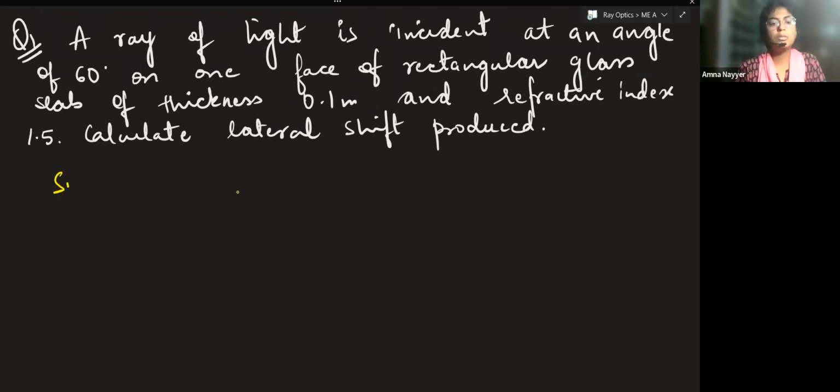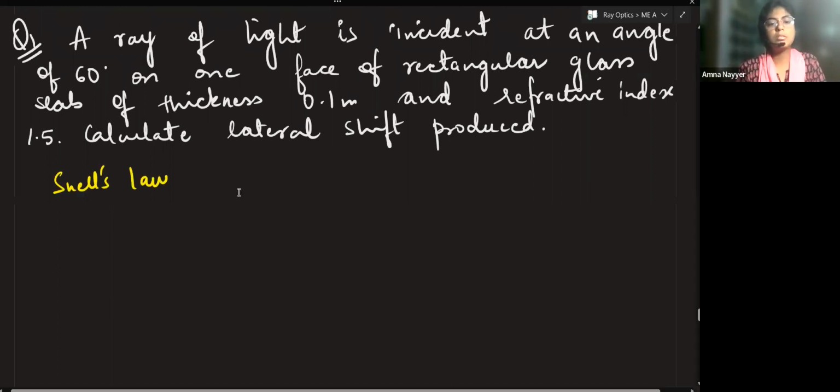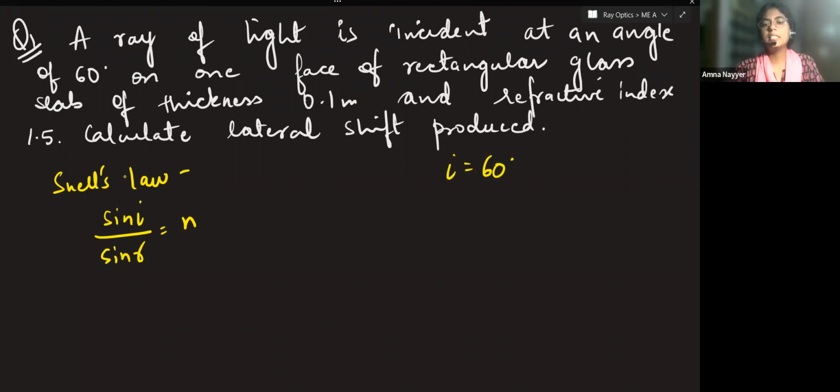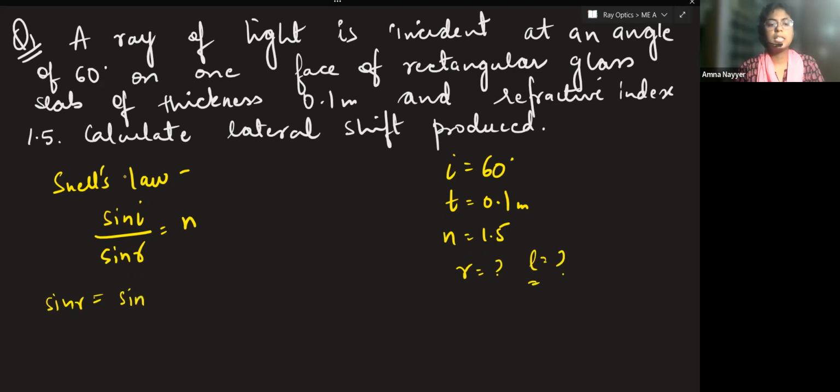So according to Snell's law, and remember the statement of Snell's law as well, sin i by sin r is equal to the refractive index. Angle of incidence is given as 60 degrees, thickness is given as 0.1 meter, refractive index is given as 1.5, and the refraction angle we do not know, lateral shift we have to calculate. So from here, sin r will be equal to sin 60 degrees divided by 1.5.